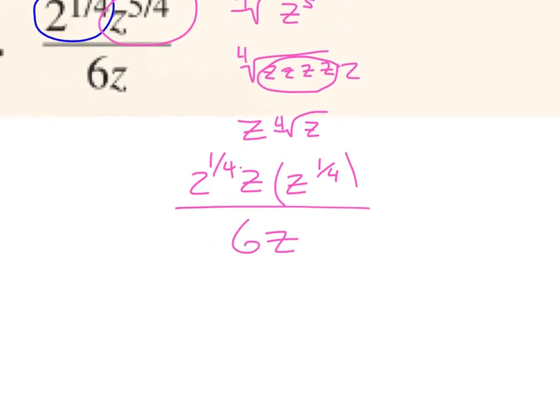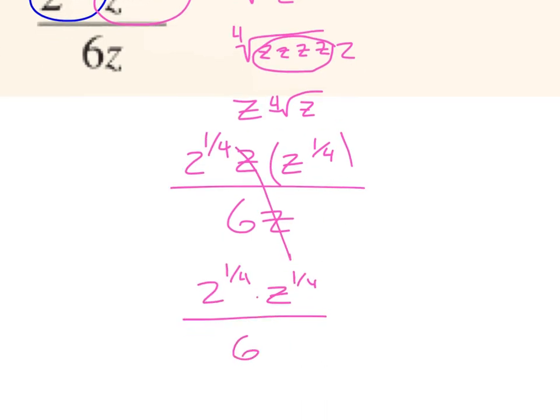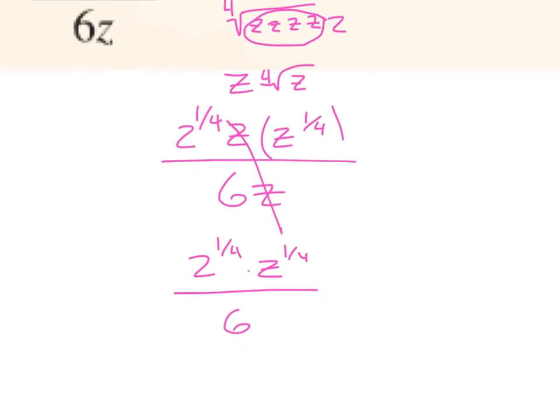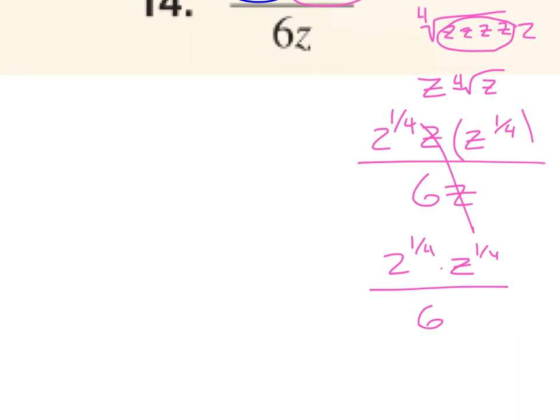The z on the top and the z on the bottom cancel, so that I'm left with 2 to the 1/4 power times z to the 1/4 power over 6. I have 2 to the 1/4 power times z to the 1/4 power. Can I simplify those since they have the same exponent? No. What if it was the 4th root of 2 times the 4th root of z?